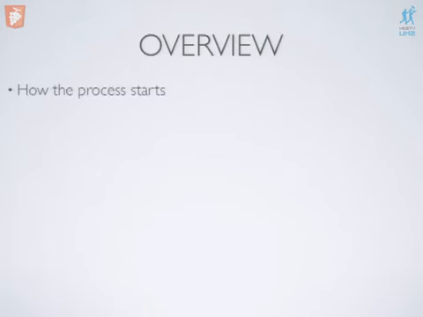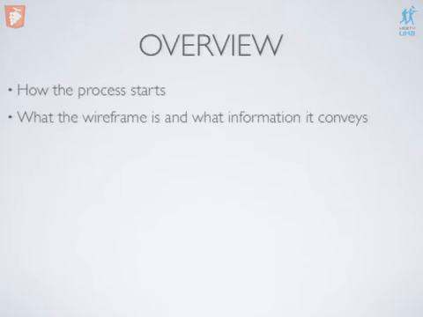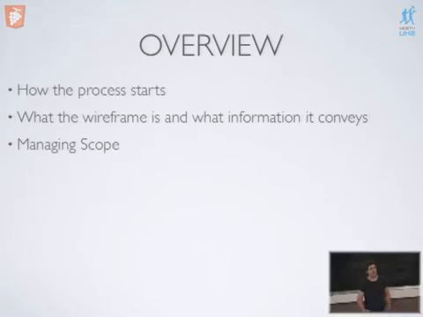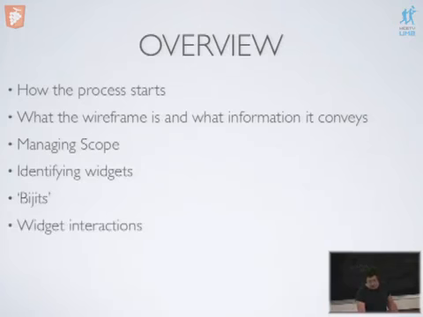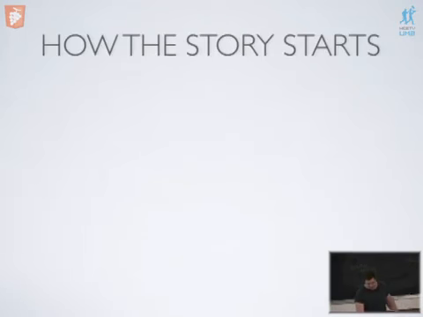Right, so, I'm going to talk about how the process starts, what the wireframe is, the information it conveys and where it came from, so the processes that came into this, managing scope, avoiding scope increases, lack of feasibility study, these kinds of things, identifying widgets in wireframes, widgets, I'll come on to that later, widget interactions and connections, architecture, and examples.